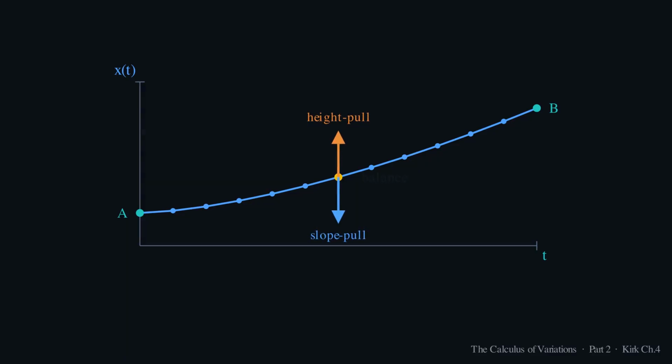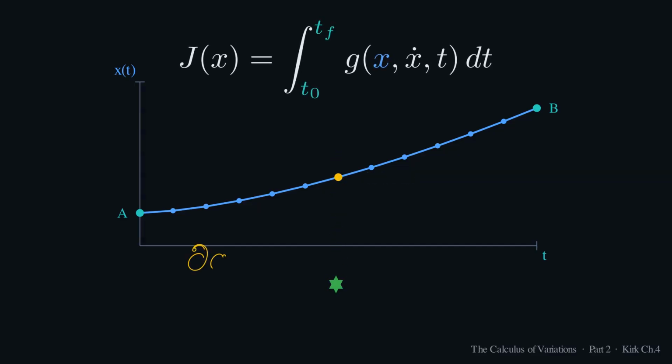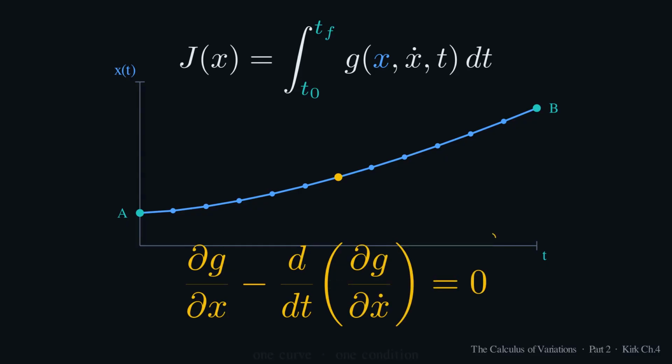Last time we earned one equation. For a single curve x of t, the path that minimizes a cost has to obey the Euler equation. The partial of g with respect to x minus the time derivative of the partial of g with respect to x dot equals 0. One curve, one condition.